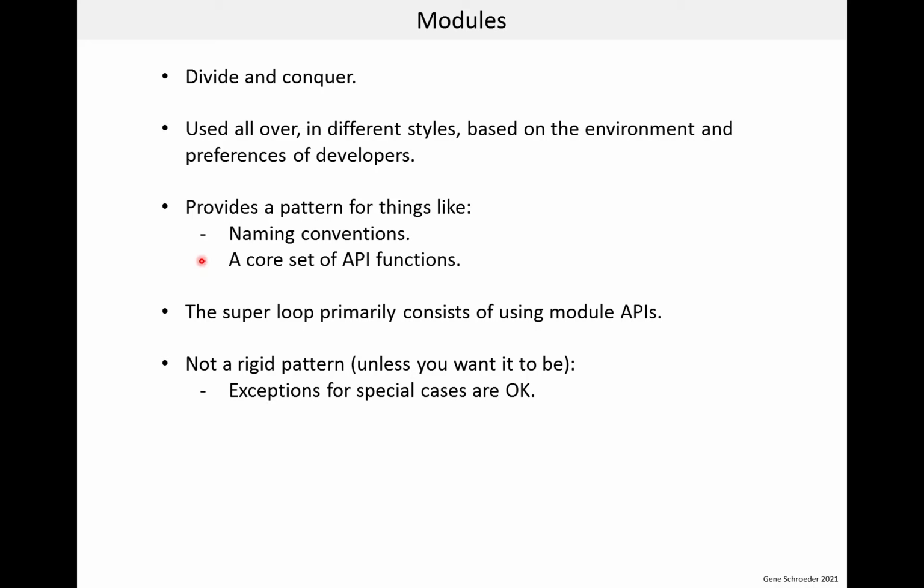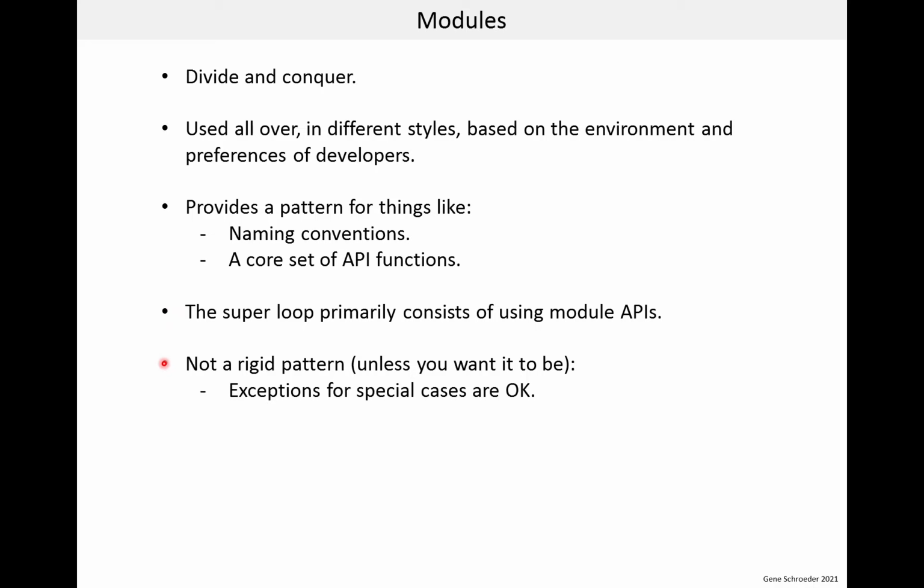Maybe this isn't such a big deal, but it is nice when creating a new module not to have to spend time thinking about this kind of stuff. And it gives some consistency to the code. As I said, developers like consistency. Of course, the super loop primarily consists of using module APIs. With consistent naming and APIs, the super loop also becomes nicer looking code, and developers like nice looking code.